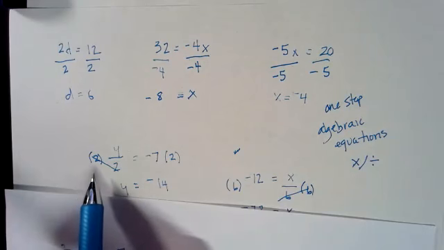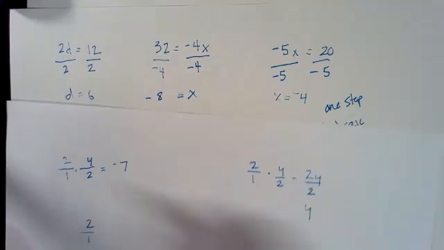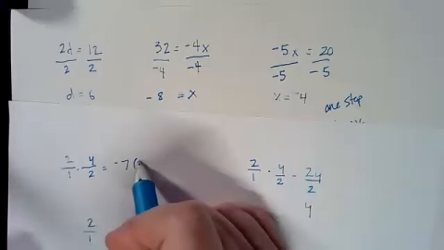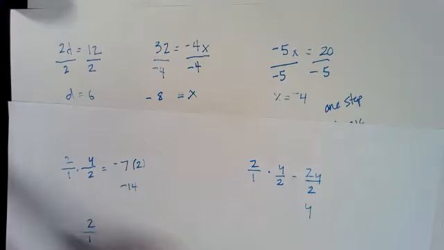When you multiply by the 2, it's going to cancel out this 2, and then you have to make sure that you multiply the other number by the 2, and that gets you the -14. Excellent.